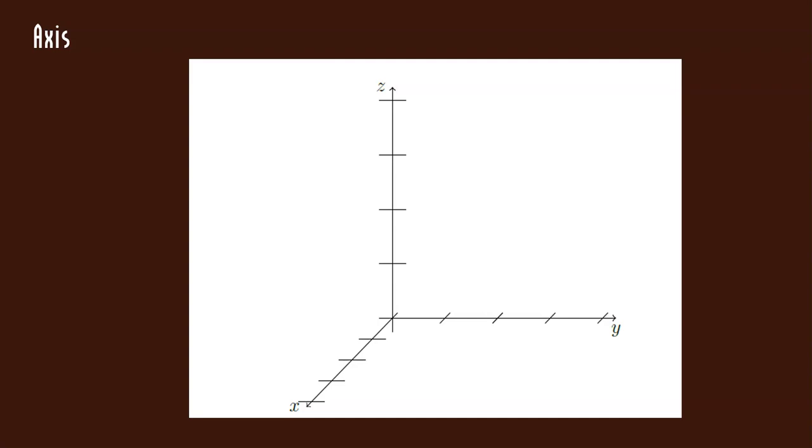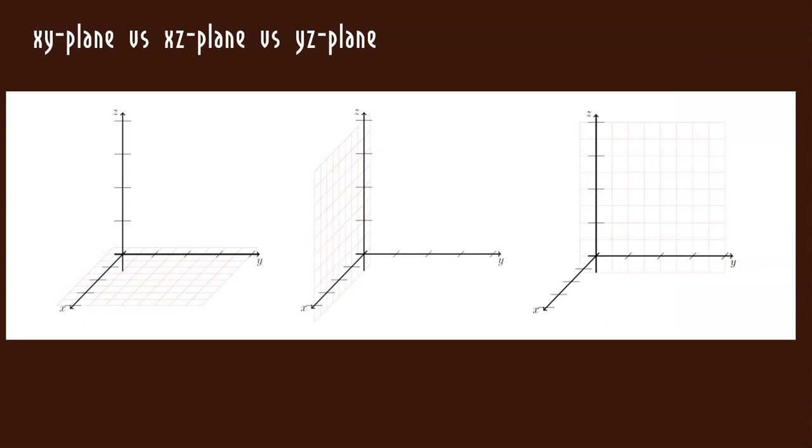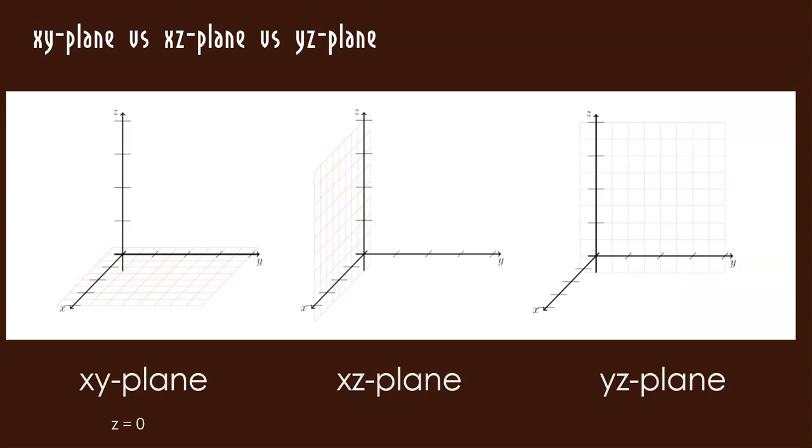The 3 planes we want to talk about are the xy plane, the xz plane, and the yz plane. And they're probably exactly what you think they are. So the xy plane is where z equals 0, the xz plane is where y equals 0, and the yz plane is where x is 0.